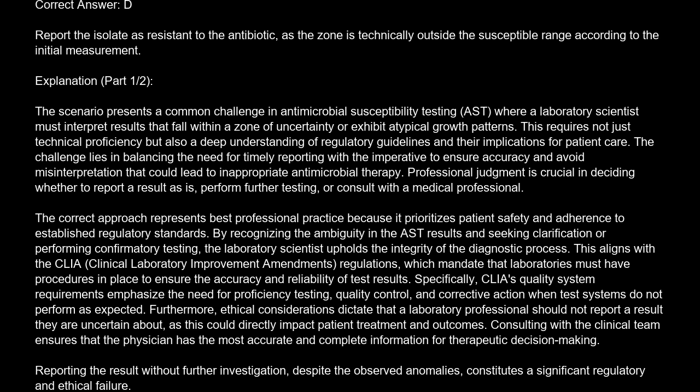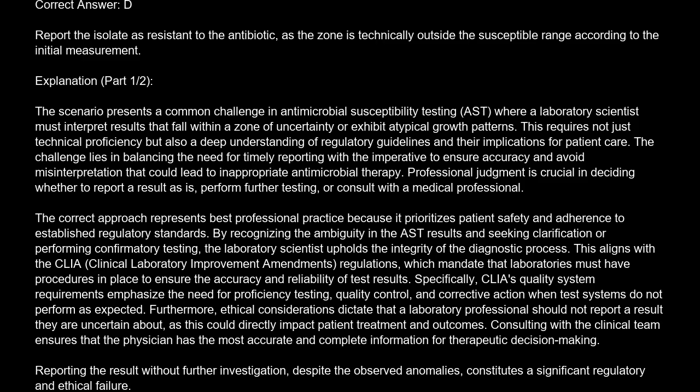The challenge lies in balancing the need for timely reporting with the imperative to ensure accuracy and avoid misinterpretation that could lead to inappropriate antimicrobial therapy. Professional judgment is crucial in deciding whether to report a result as is, perform further testing, or consult with a medical professional. The correct approach represents best professional practice because it prioritizes patient safety and adherence to established regulatory standards. By recognizing the ambiguity in the AST results and seeking clarification or performing confirmatory testing, the laboratory scientist upholds the integrity of the diagnostic process.